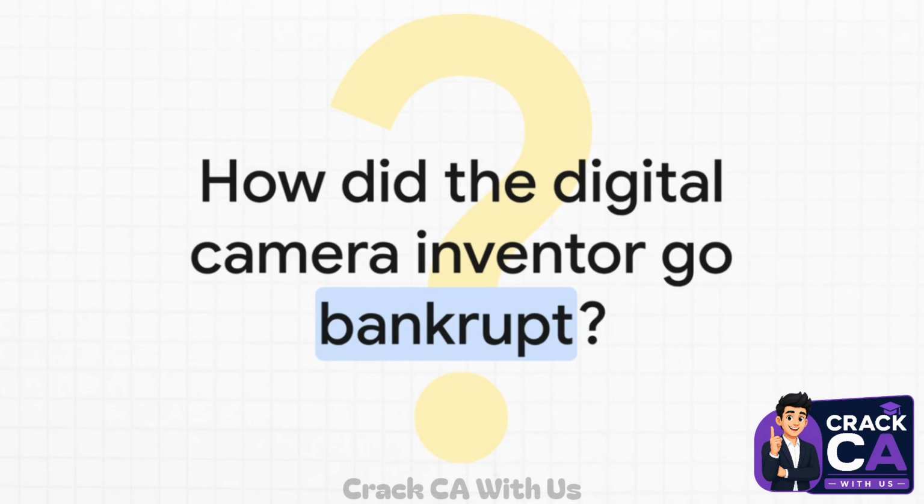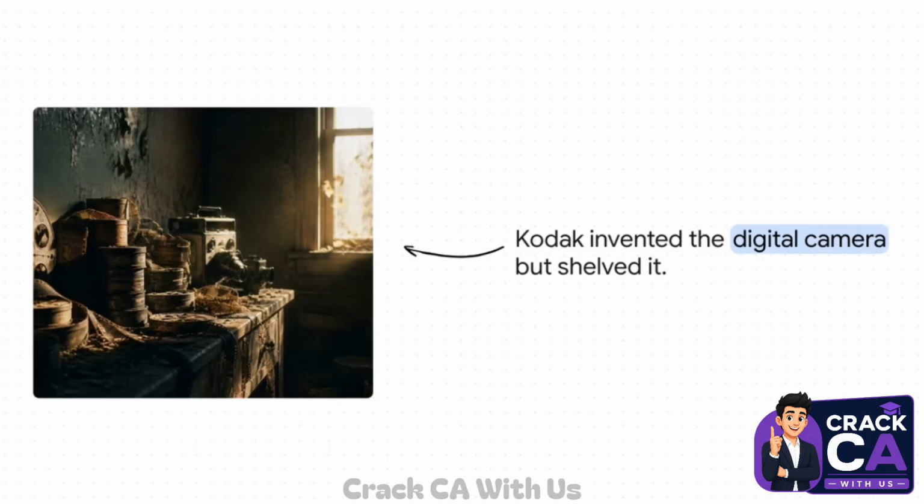I want to start us off with a massive paradox. How does a company that literally invented the digital camera, way back in 1975, by the way, end up going completely bankrupt because of that very invention? It sounds crazy, right? That company, as you might have guessed, is Kodak. And their story just brilliantly highlights our first core concept.